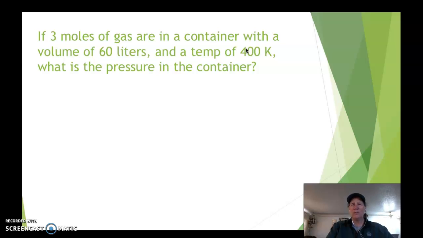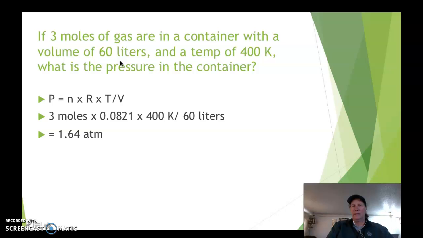So if we've got moles and liters, this is the ideal gas law. Remember, pressure times volume equals number of moles times the gas constant times temperature. If I rearrange to find pressure, I'm just going to divide. I take the number of moles, 3, times R, the gas constant, 0.0821, which never changes, and my temperature is already in Kelvin, 400. Then I divide by 60, and you get your answer.